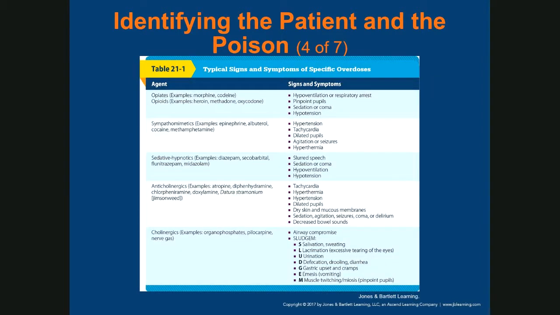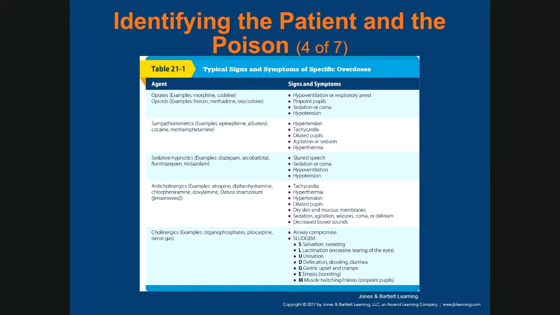So this chart here is very important. Let's see if I can zoom in on it. Right. So this chart is a very important one. This table 21-1, you need to learn it, right? So write that down on a page or a card and make sure you learn that. Learn all of the information on this table. This is what we call toxidromes, the category.